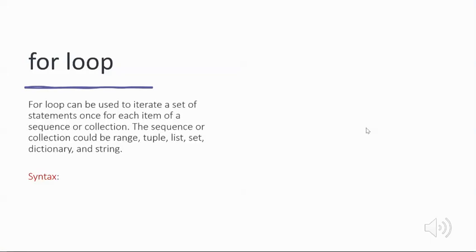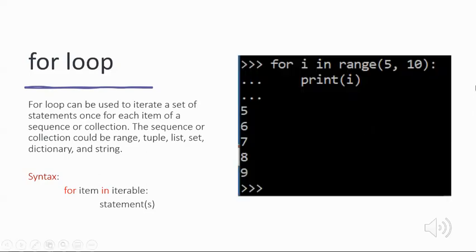A for loop can be used to iterate a set of statements once for each item of a sequence or collection. The sequence or collection could be range, tuple, list, set, dictionary, and string. Here is the syntax of the for loop: for item in iterable, then execute the statements. For and in are Python reserved keywords. This example shows the for loop traverses data in a range 5 to 10.